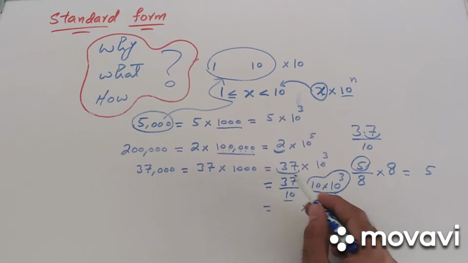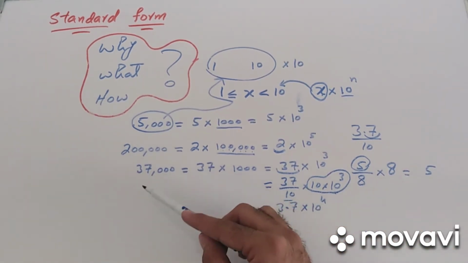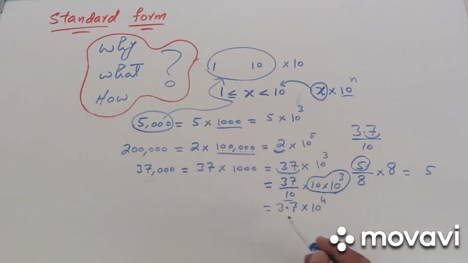And what is the answer of this thing? Because if you do 37 divided by 10, you will get 3.7. So the answer of this whole thing, 37,000, is 3.7 times 10 to the power 4. And you can see, is this number between 1 and 10? Yeah, it is, and there is a power of 10. So there is also a short way.